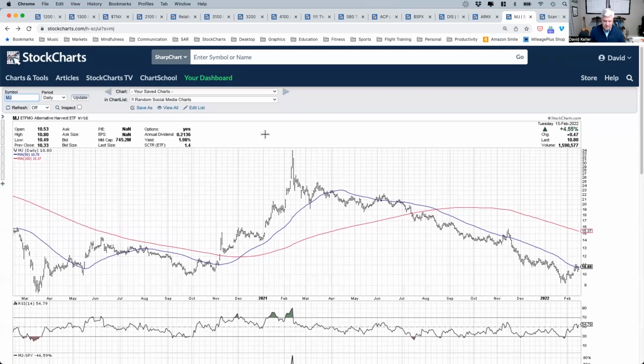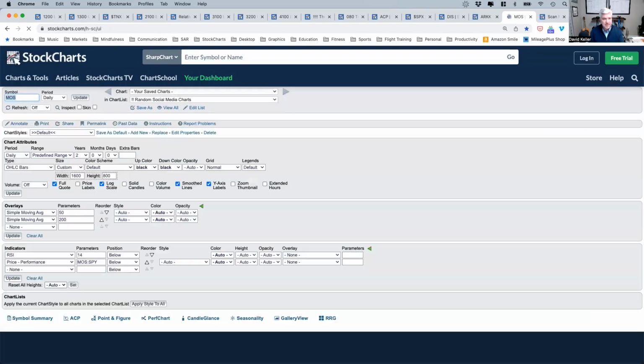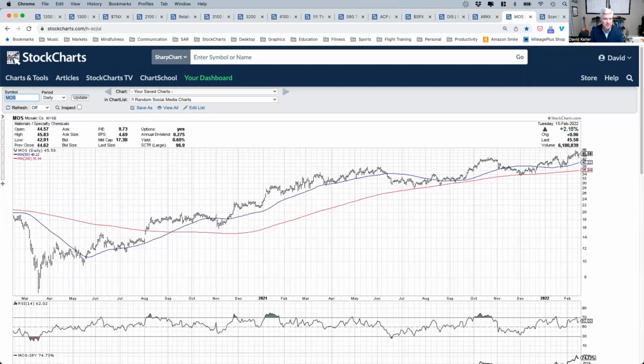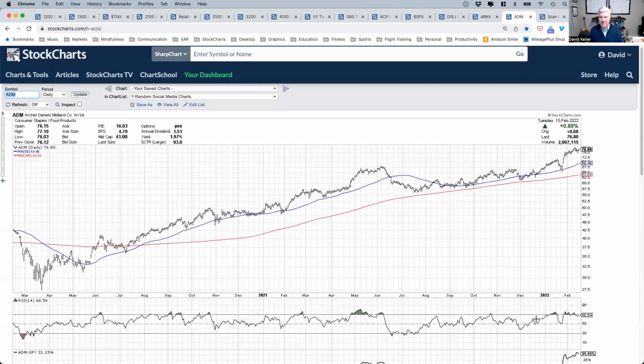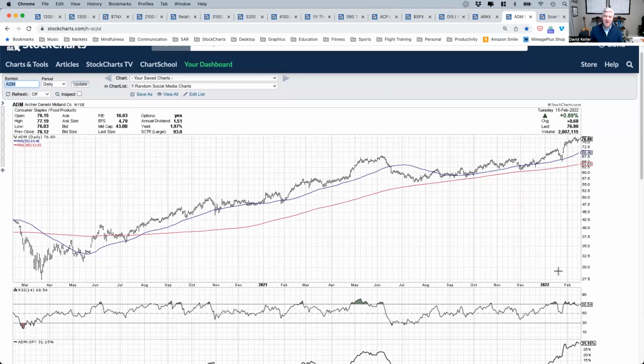Compare that chart to something like a seed company, or any of these materials names like Mosaic, ADM, and you can see what a chart looks like when it's more of a bullish phase, right? Making higher highs above 2 upward sloping moving averages, RSI tending to find support at or above 40. So you want to see that rotation, and you're not seeing it yet on some of these names.